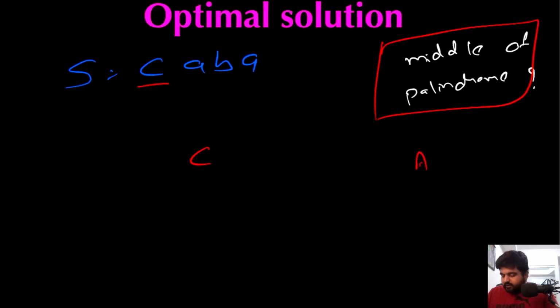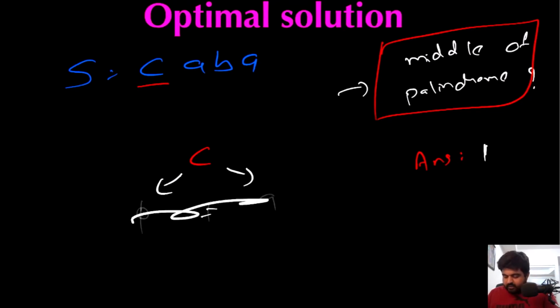And we are also going to have a variable called answer, whose initial value was 0. Now because the C is a palindrome in itself, we are going to add the value to our answer as well. Now we are going to see whether the C is the middle of a palindrome or not, which it is not. Why? Because if we see the left and right of the C, the left is a null value and the right is A, which means both are not the same.